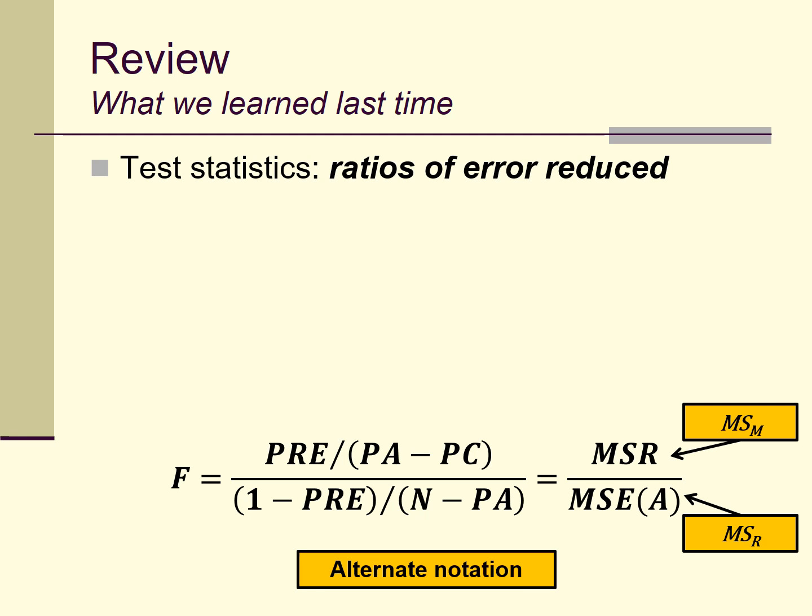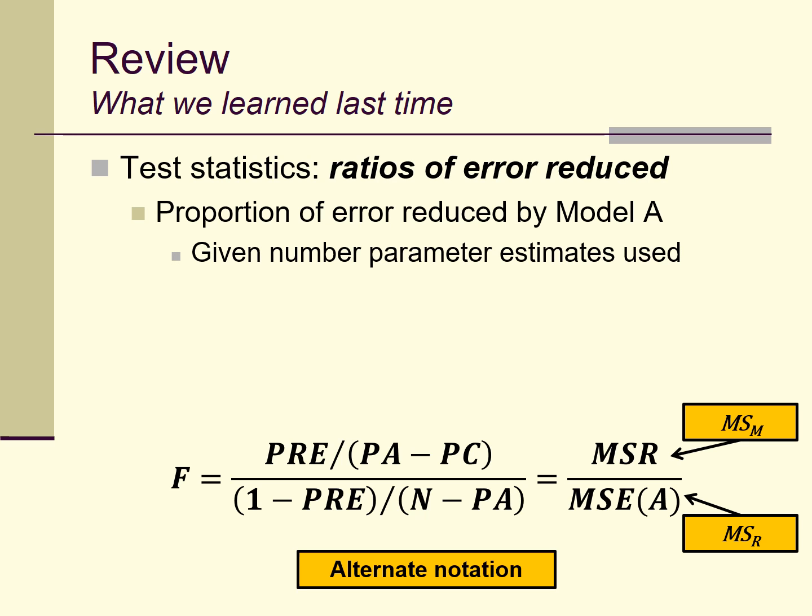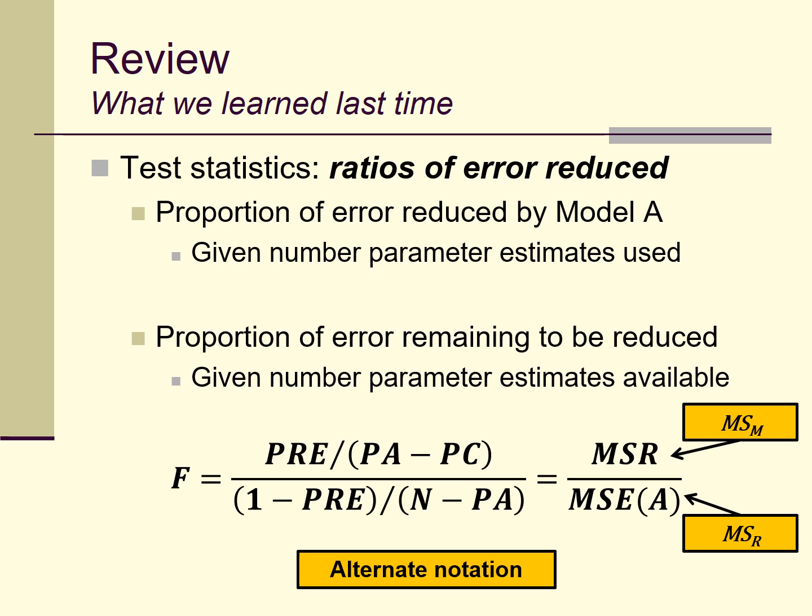what we're talking about are ratios of error reduced, particularly the proportion of error reduced or variability explained by Model A as compared to Model C, given the number of parameter estimates used in Model A as compared to Model C, divided by the proportion of error remaining to be reduced or variability remaining to be explained, given the number of parameter estimates that are still available to be added to further versions of the augmented model.